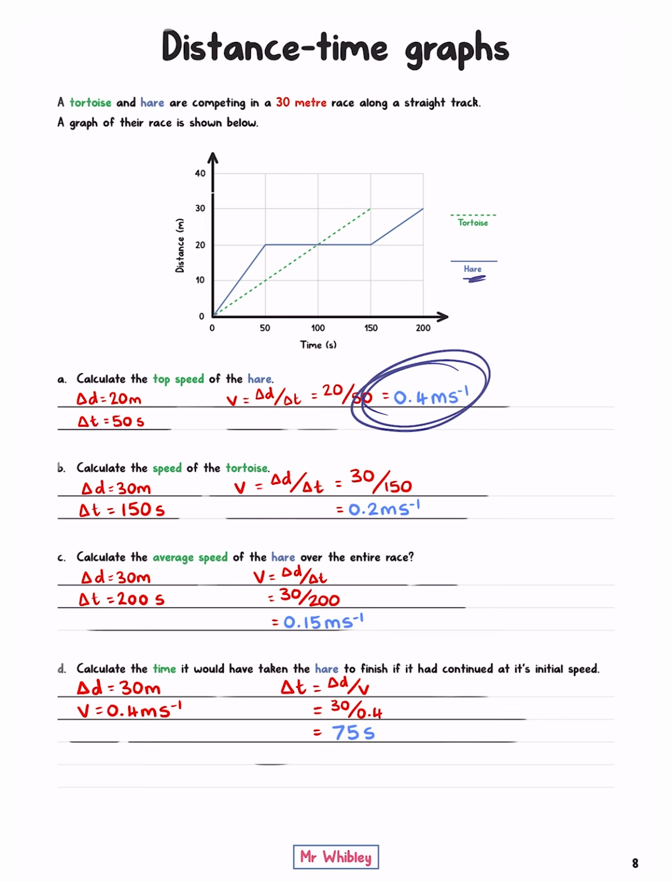And if we check our answer by continuing our line here, we indeed see that if the hare was traveling at this speed, it would cross our 30-meter line halfway between our 50 and our 100, which is 75 seconds.